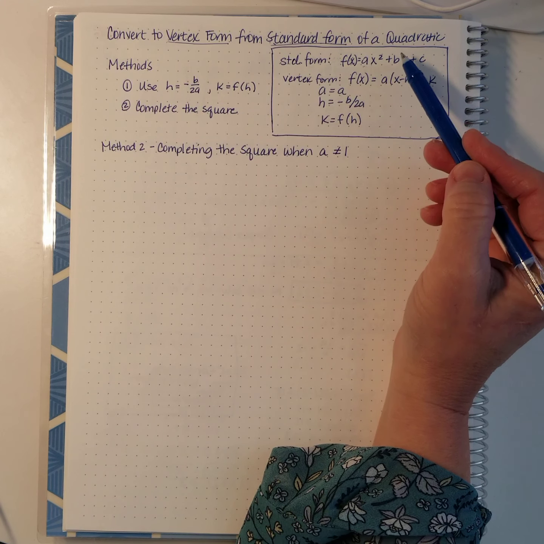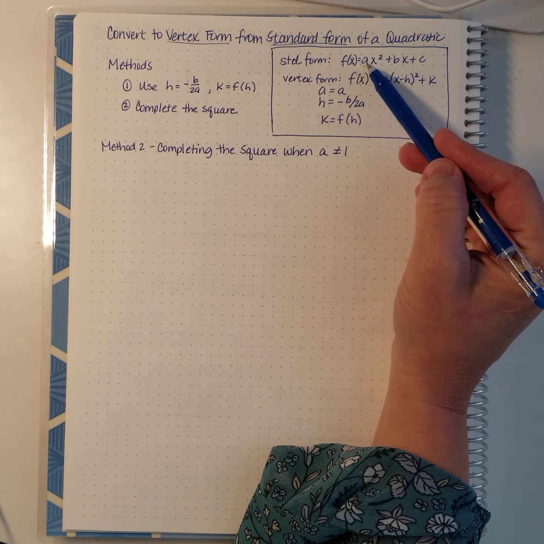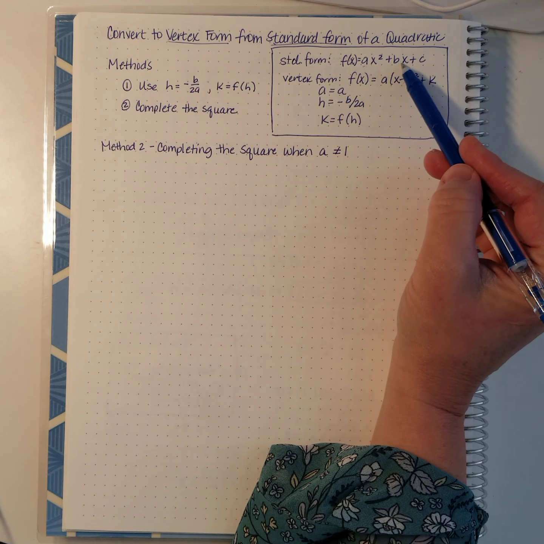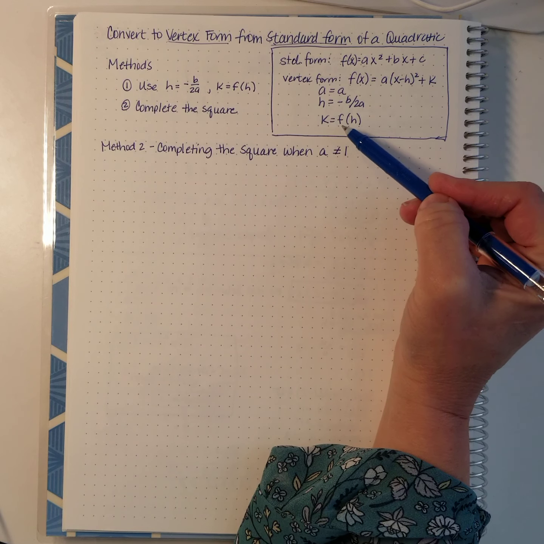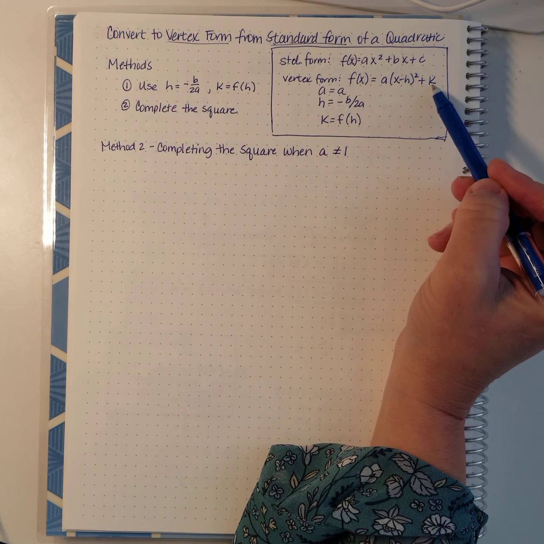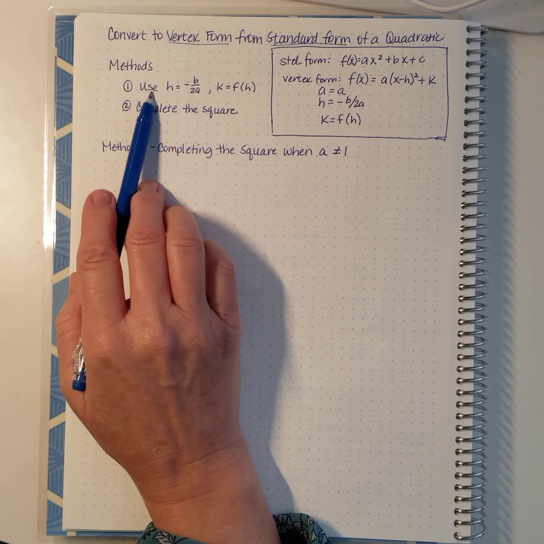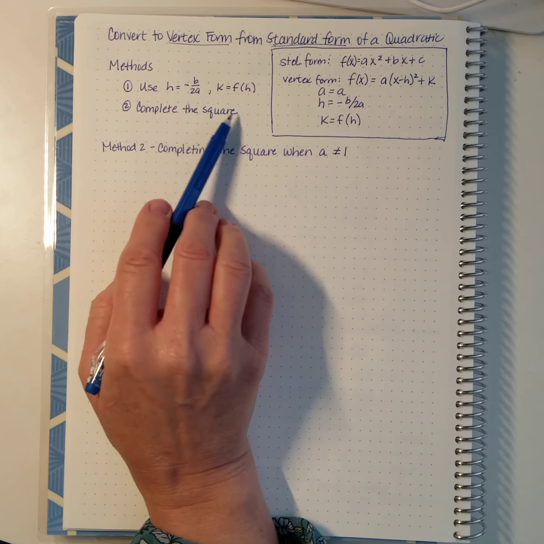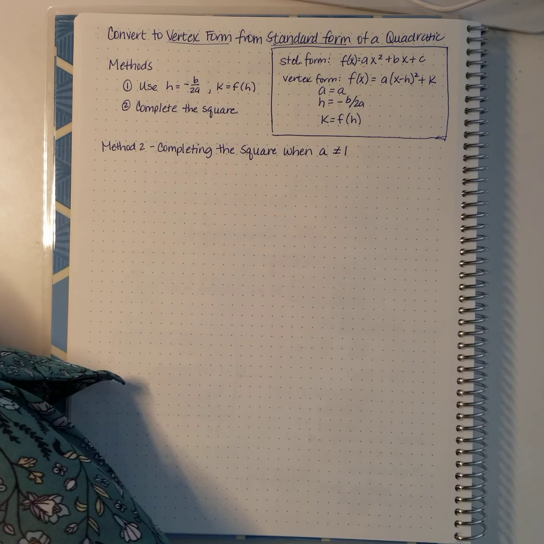H will equal negative b over 2 times a. And then once we solve for h, we'll plug that into standard form for x and solve for k. And then we could just rewrite vertex form. So that's one method, using these relationships. However, we also want to know how to do this with completing the square.